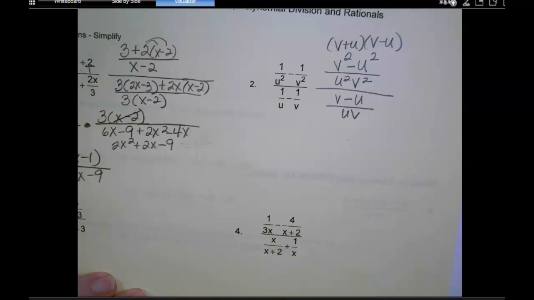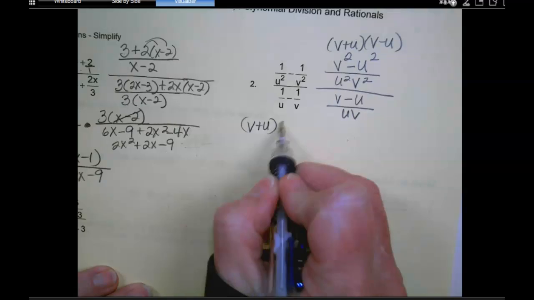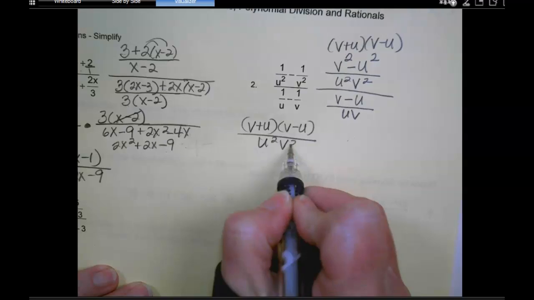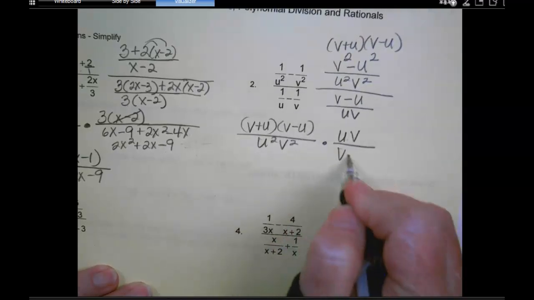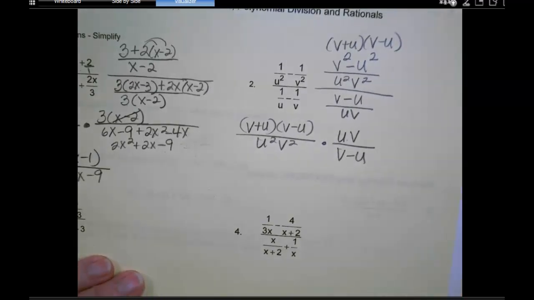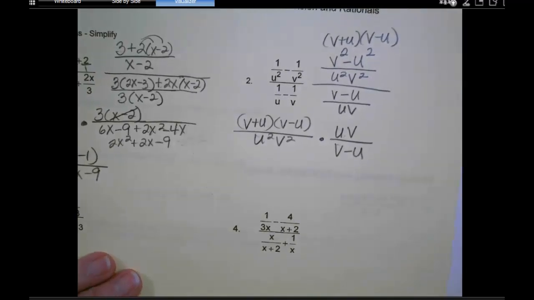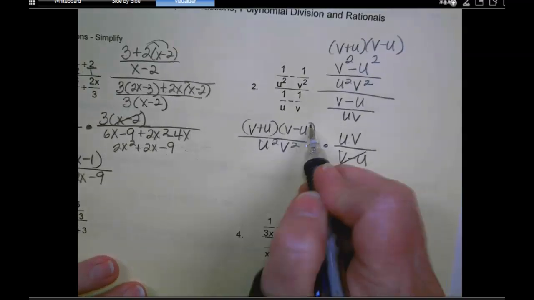Because it's a perfect square, right? So I'm going to get v plus u times v minus u over u squared v squared times uv over v minus u. Can I cancel my v minus u, Angel? And I can because there's no pluses and minuses, right? Okay, so this is okay.